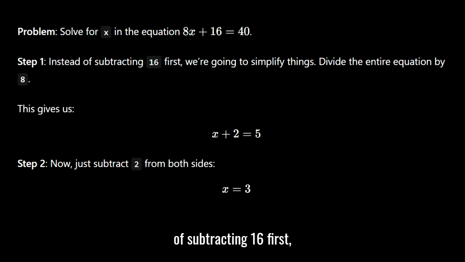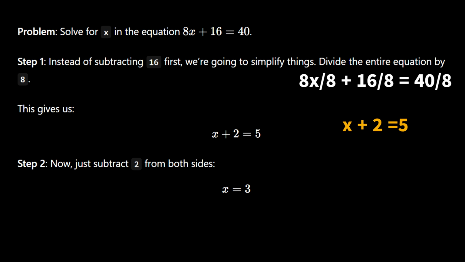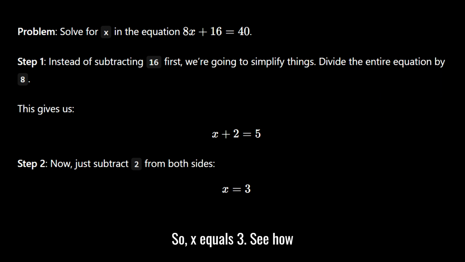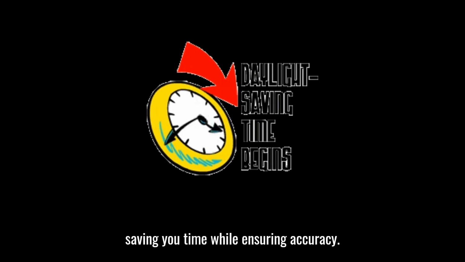Step 1. Instead of subtracting 16 first, we're going to simplify things. Divide the entire equation by 8. This gives us x plus 2 equals 5. Step 2. Now, just subtract 2 from both sides. So, x equals 3. See how breaking it down like this makes the process much simpler? No extra steps, no confusion, just straight to the point. This method is all about efficiency, saving you time while ensuring accuracy.